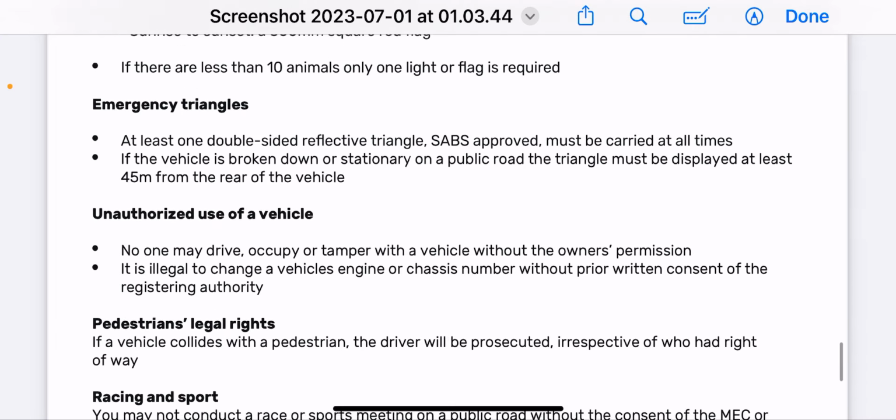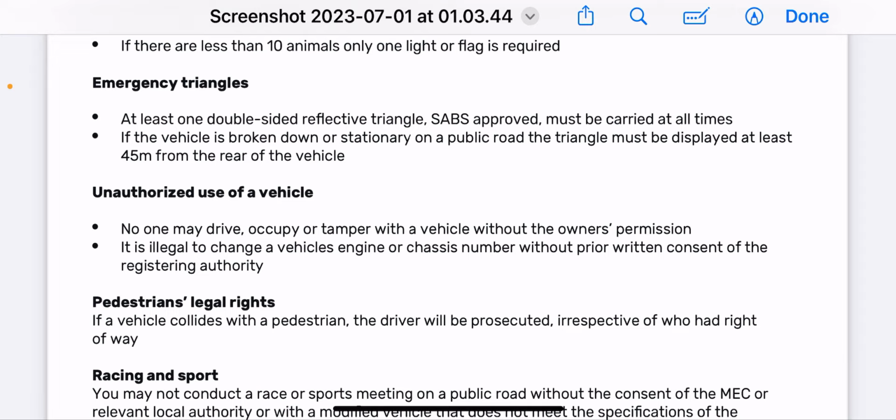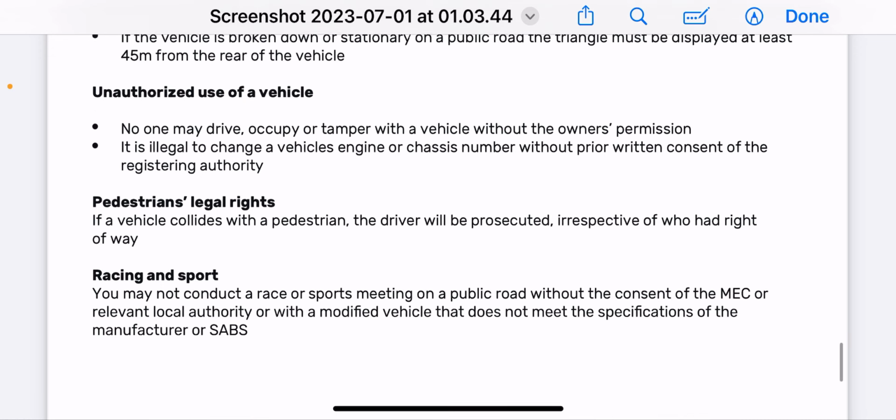Okay. Moving on to emergency triangles. At least one double-sided reflective triangle, SABS approved, must be carried at all times. If the vehicle is broken down or stationary on a public road, the triangle must be displayed at least 45 meters from the rear of the vehicle.